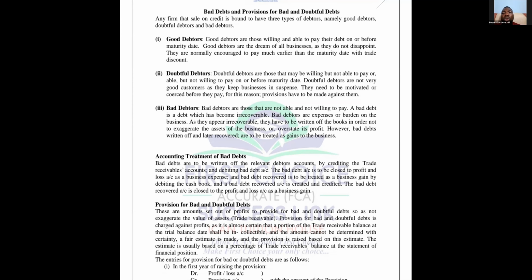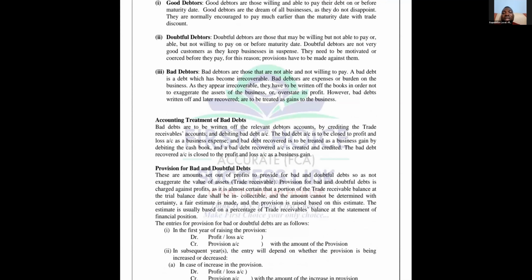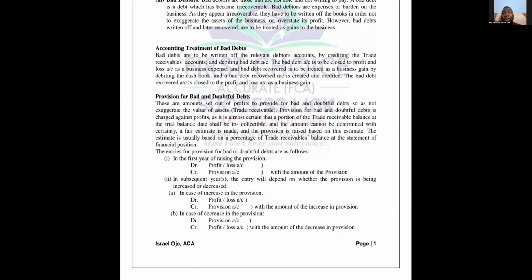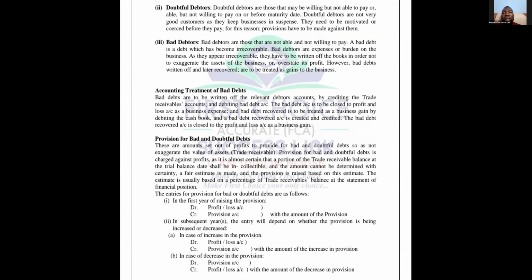That's bad debt. So now, the accounting treatment for bad debt is actually a summary of that. How do we recognize it? There are two ways to do that. Now we're talking about treatment of bad debt, and I said we'll also be talking about provisions or allowance for bad and doubtful debts. So for treatment of the bad debts, there's no need for you to cram this. It's actually very straightforward.